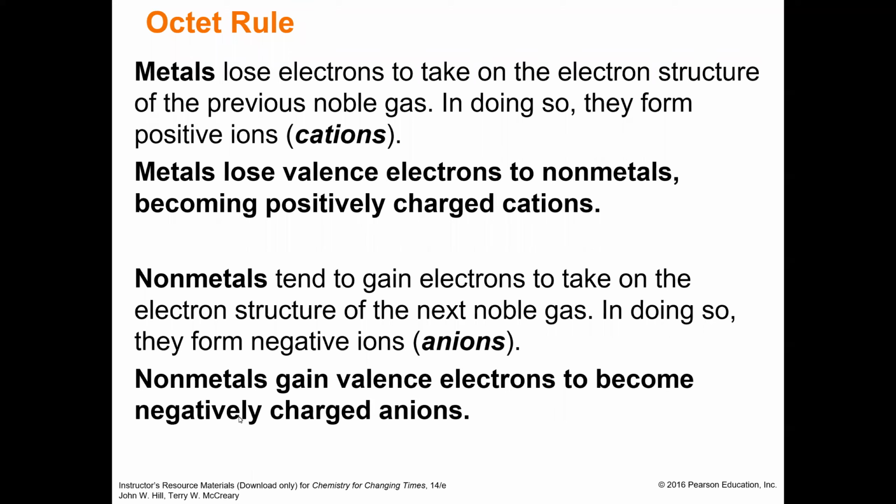Then conversely, you have nonmetals, and we know they like to gain valence electrons to become negatively charged anions. So that's a new term here. These nonmetals, when they become ions, are called anions. So an meaning like anti or against, so minus charge. So those are the 2 terms for everything we just talked about. That's what they're called. So you have the metals are cations, the nonmetals are negative anions.